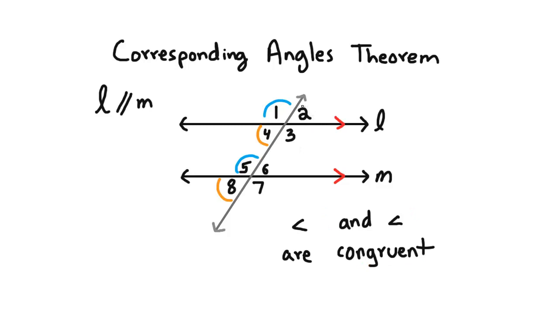Alright, this means that angle 2 and angle 6 are congruent. And last but not least, we have angle 3 and angle 7, the last set of corresponding angles. So we have angles 3 and 7, and they are also congruent. Okay?